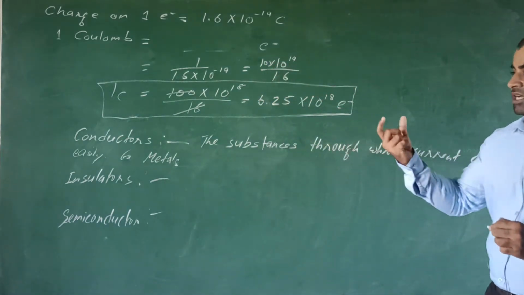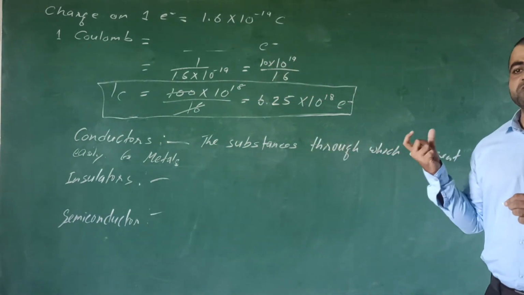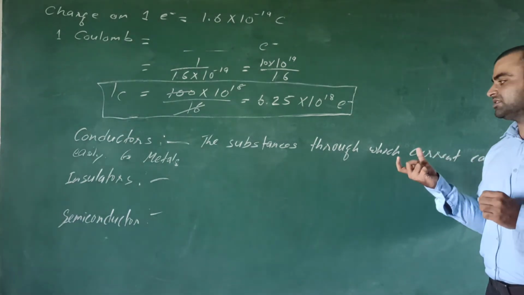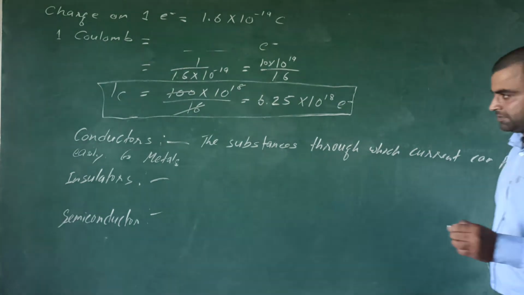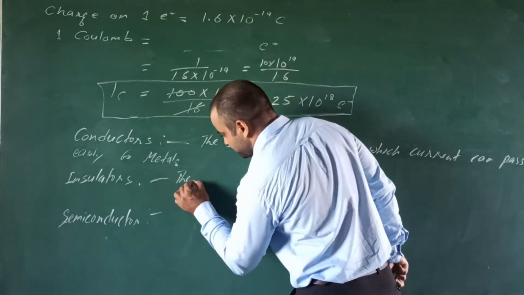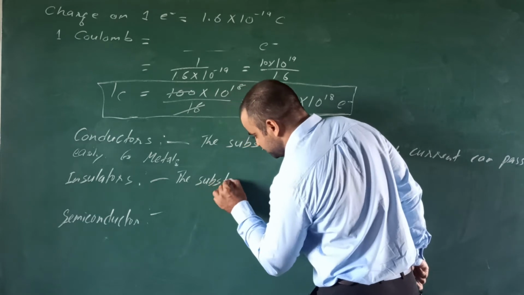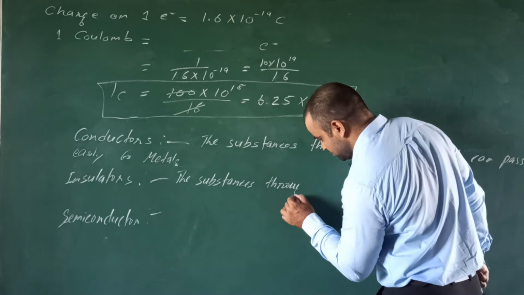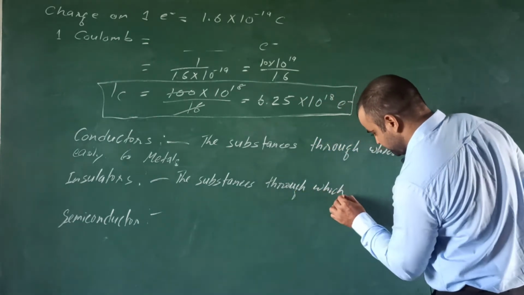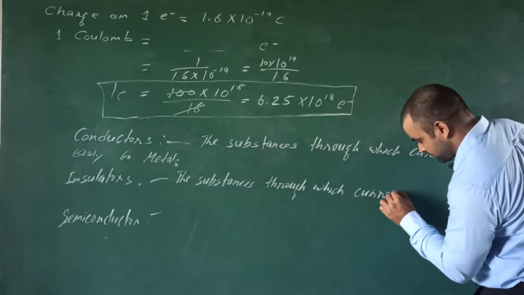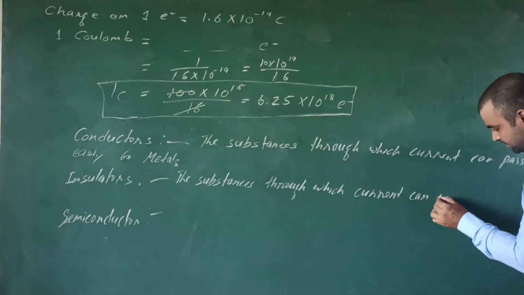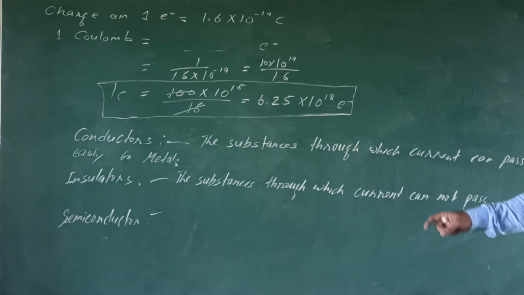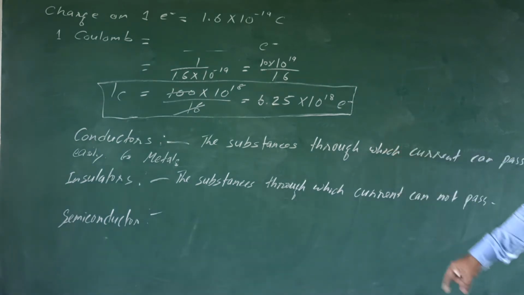Insulators. Insulators are those substances which do not allow the current to pass through them, which means the substances through which current cannot pass. They are known as insulators or non-conductors.